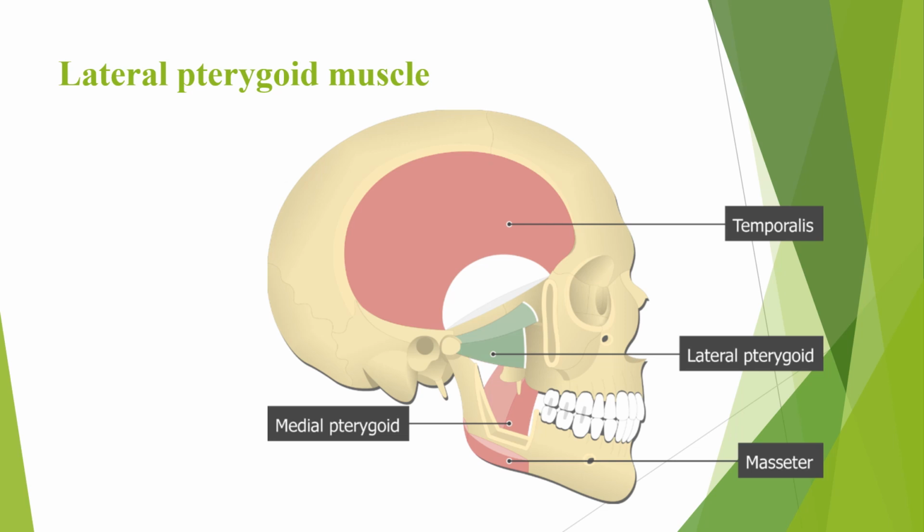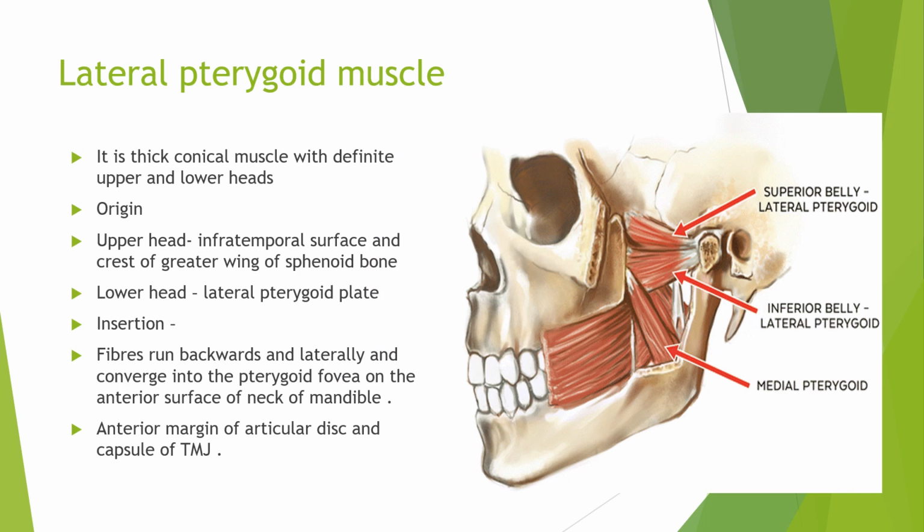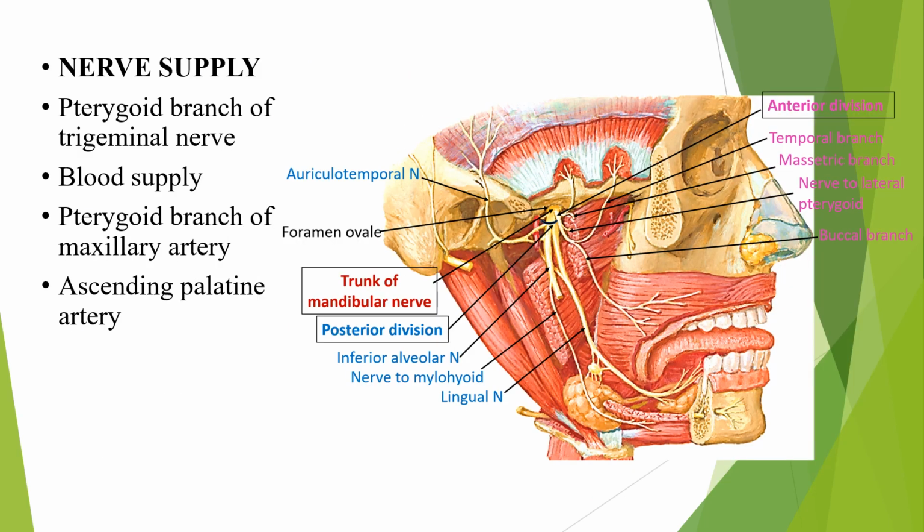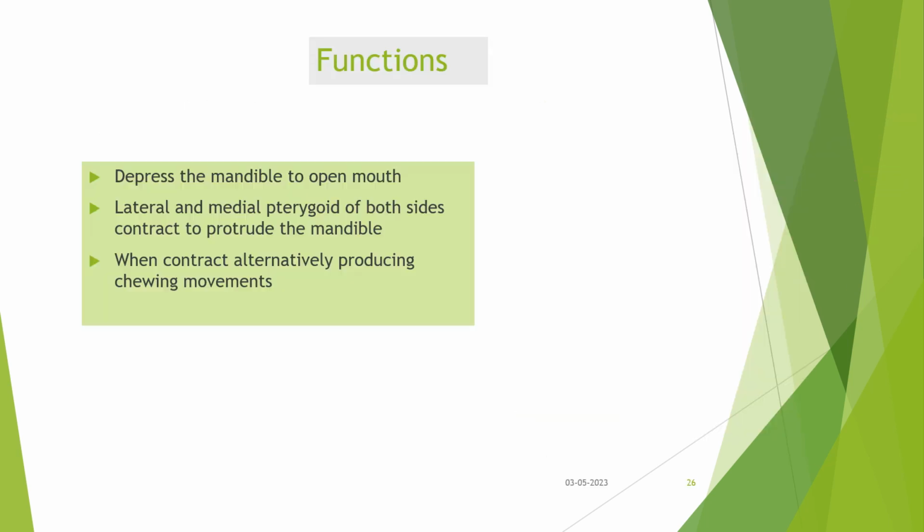A thick conical muscle with definite upper and lower heads. Anterior margin: disc and capsule of TMJ. Nerve supply for lateral pterygoid muscle is from the pterygoid branch of the trigeminal nerve, and blood supply is from the maxillary artery, the pterygoid branch from the maxillary artery and ascending palatine artery.